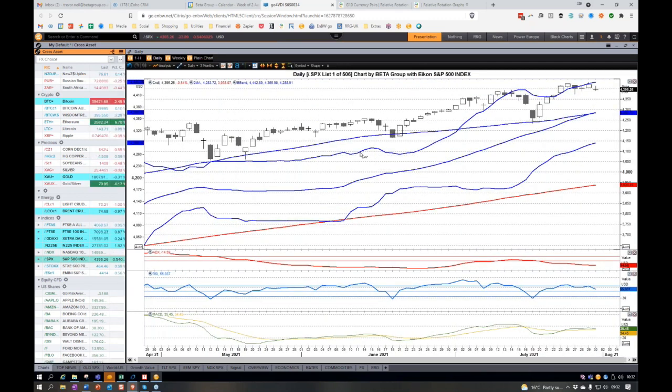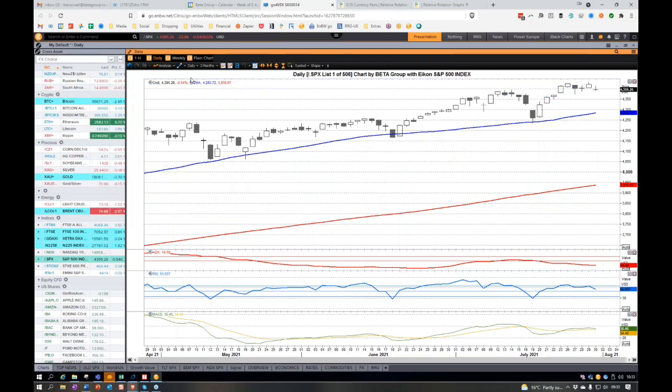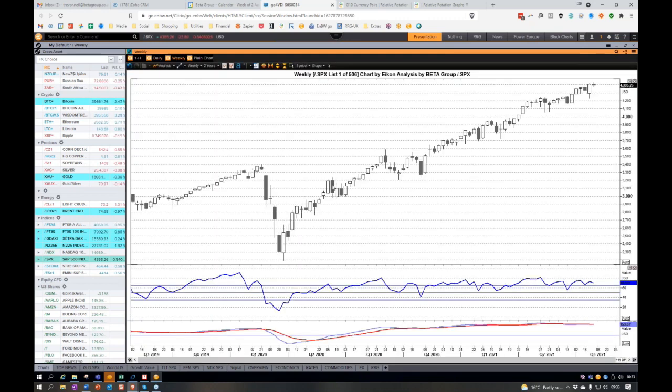And all my Bollinger Bands have gone on to a different scale. Oh gosh, let me just delete it from there. That'll be better.